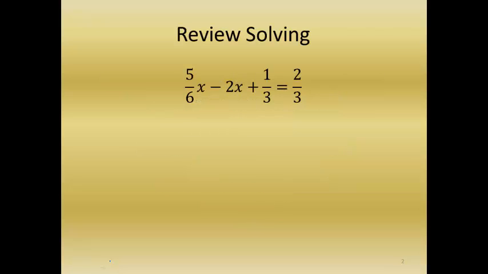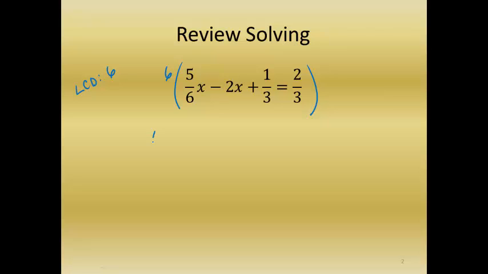All right, so this is a review of solving, and what we're going to be noticing here is that there's a way to solve this by clearing the fractions. Rather than try to turn these all into fractions with the same denominator, I'm going to clear the fractions by using the least common denominator. So my LCD, what would clear all of my fractions, would be a 6. So we multiply everything by 6.